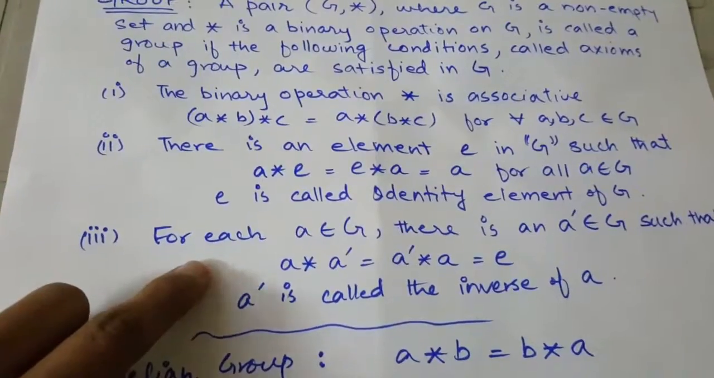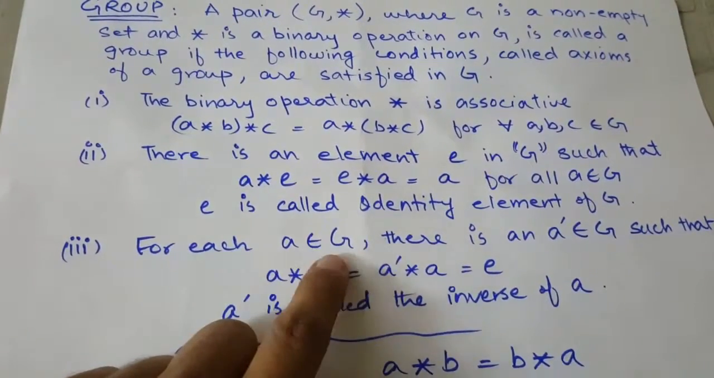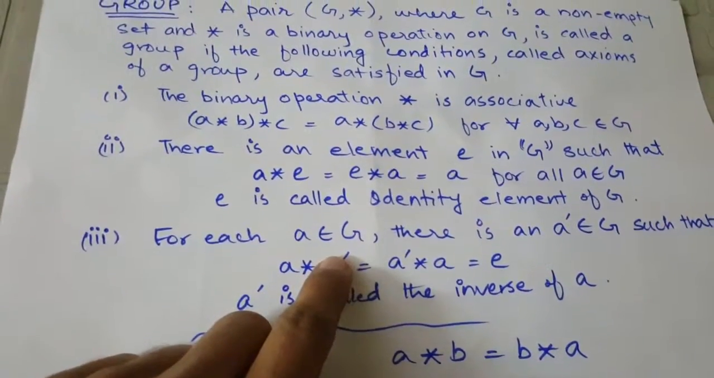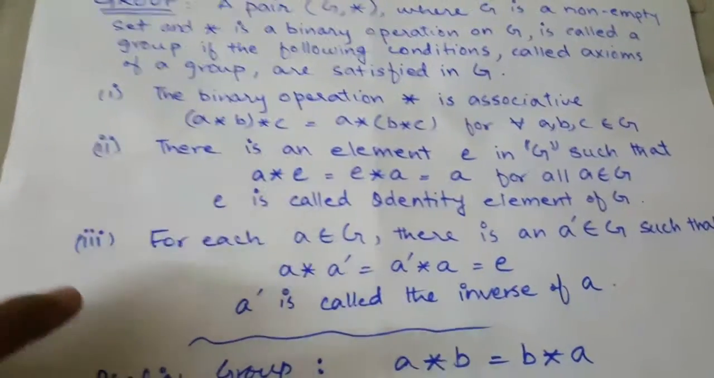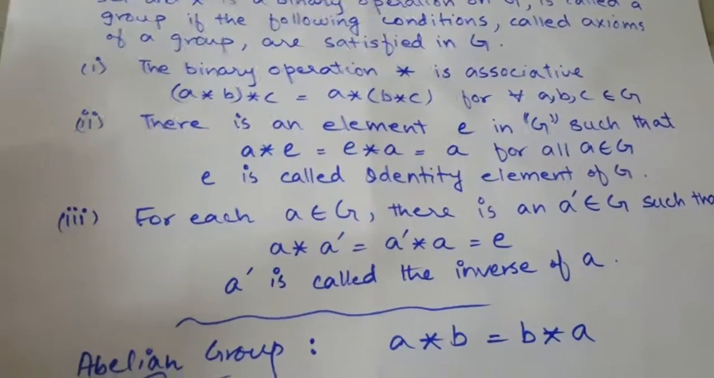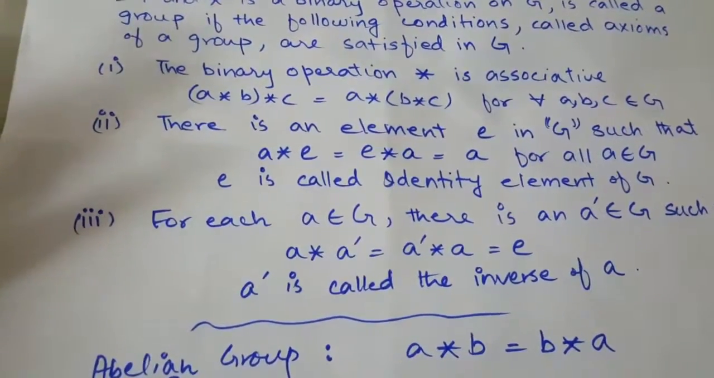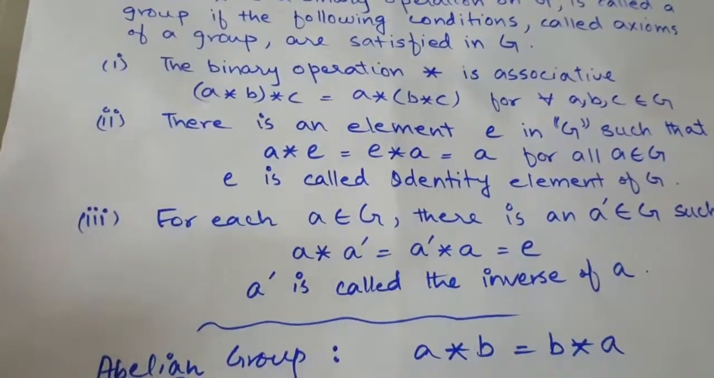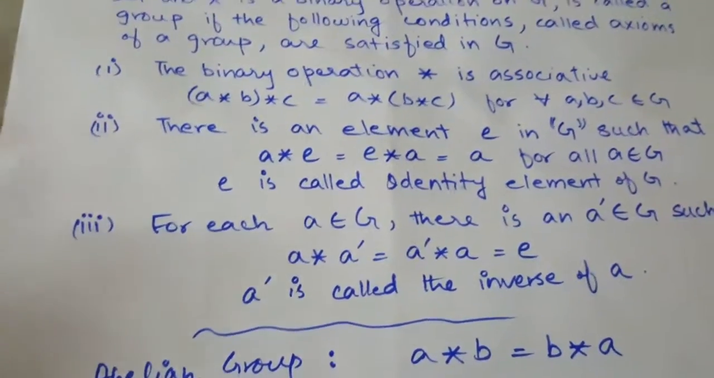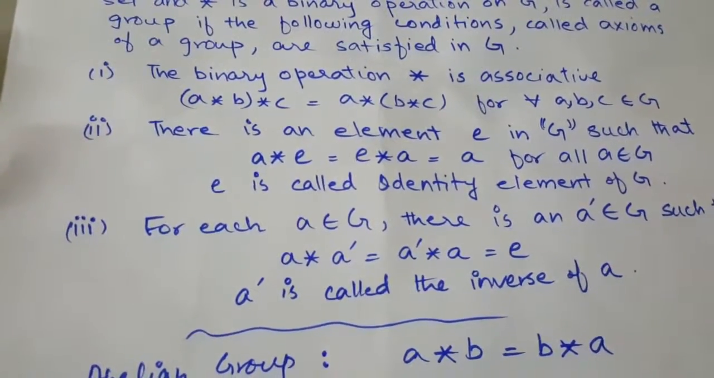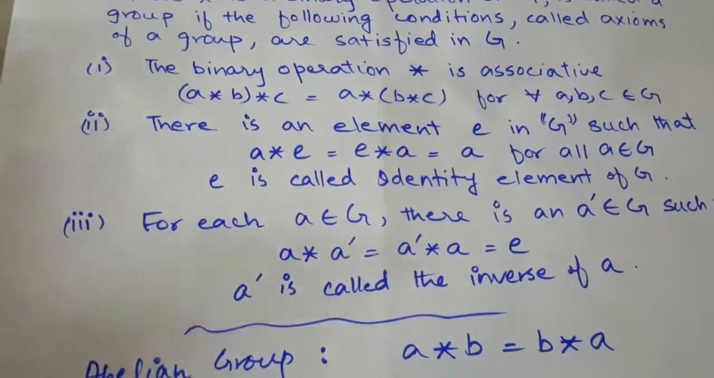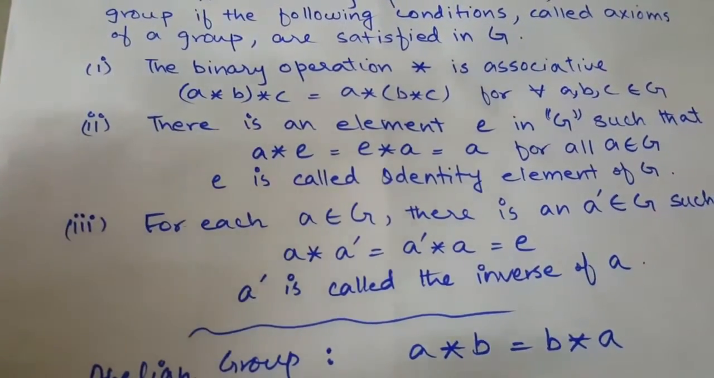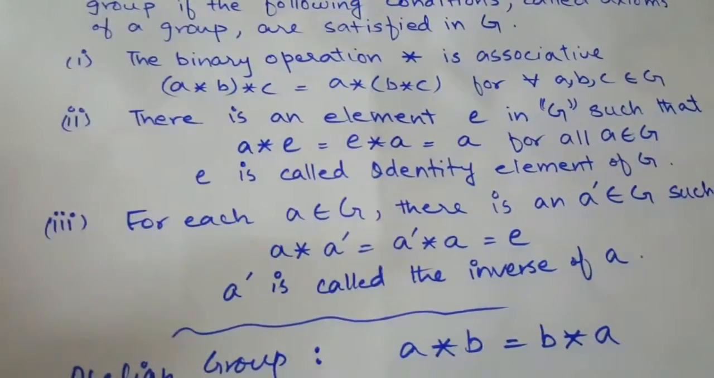The third condition is that for each a belonging to G, every element of your set must have an inverse in it. What is an inverse? In case of additive inverse, if you have the element 5, then the set must contain minus 5, because 5 plus minus 5 equals 0, that is the additive identity. In case of multiplication, we have the multiplicative identity equal to 1. So if we have 5, then 5 times 1/5 equals 1. So your set must contain 1/5 as the multiplicative inverse of it.